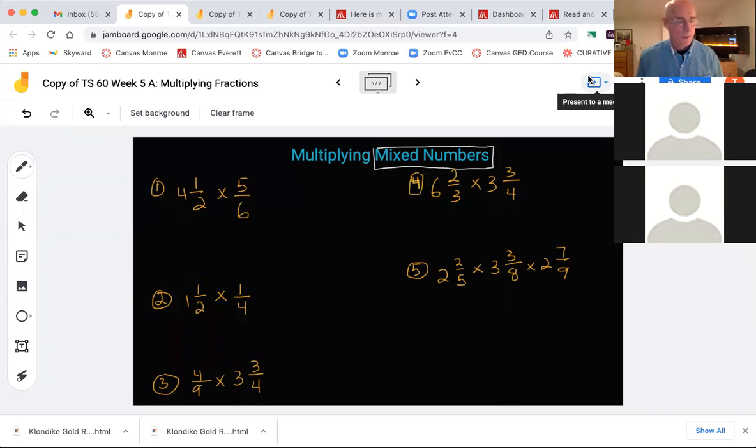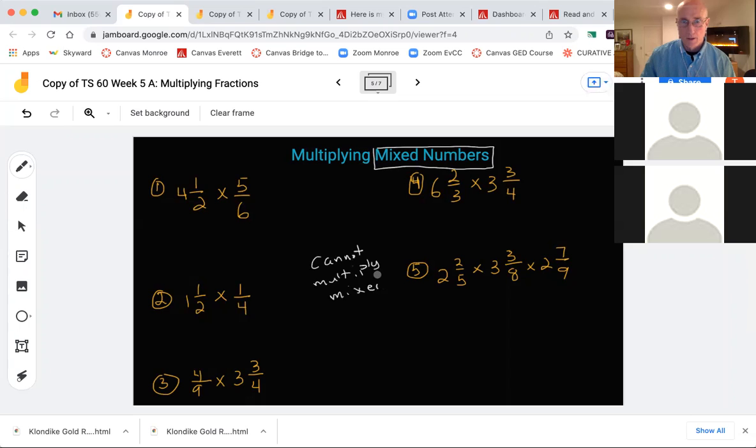Okay, there's a little trick that you have to do when you're dealing with mixed fractions here. I'm looking at this number 1 here. I've got 4 and 1/2. You might want to write yourself a little note that says you cannot multiply mixed fractions.